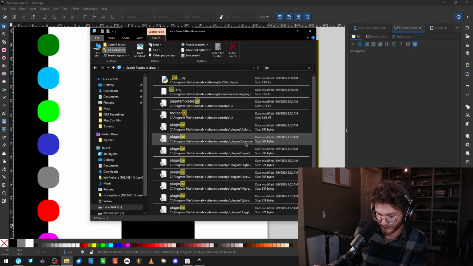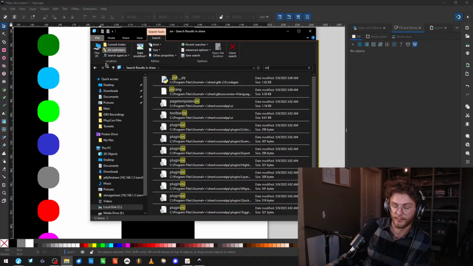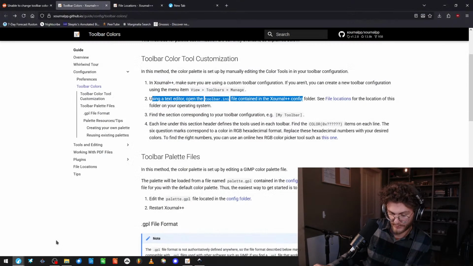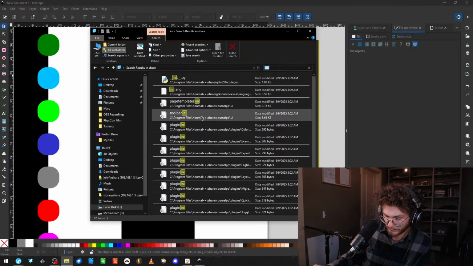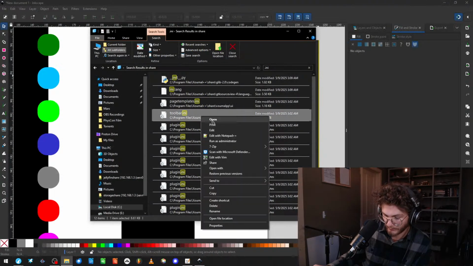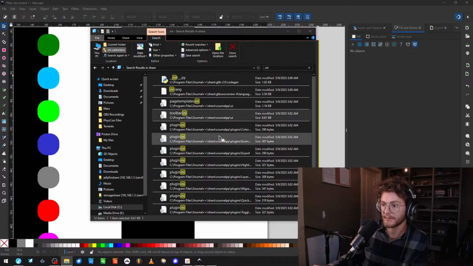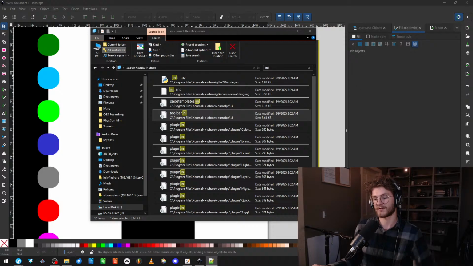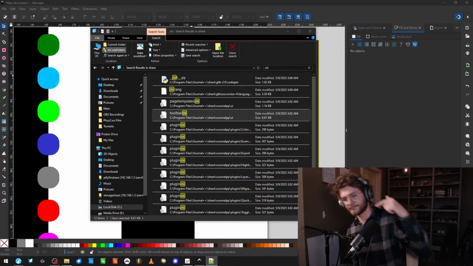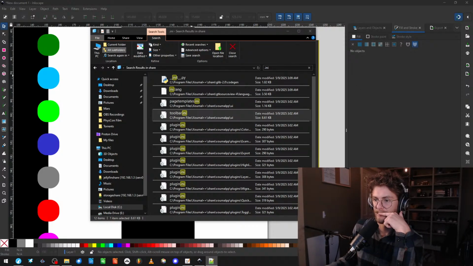Share, Zerno++, plugins. And we're just going to look up, let me just double check. It's toolbar.ini. Oh, there it is, toolbar.ini. So we're going to go edit with Notepad++. And we're just going to replace the colors. And I'll rearrange them if I can.